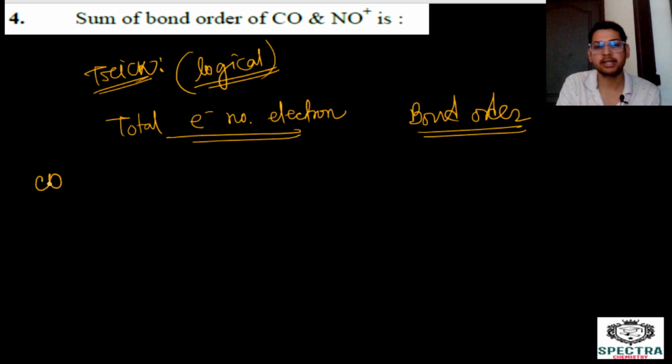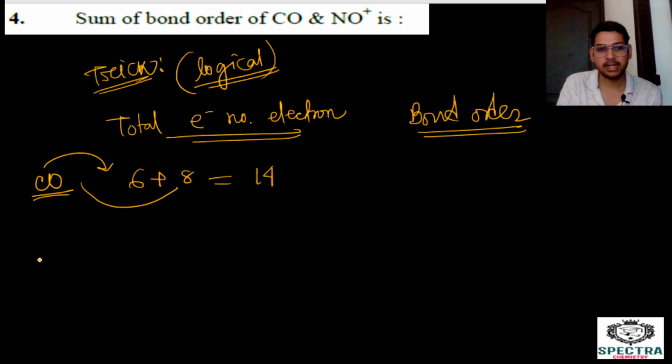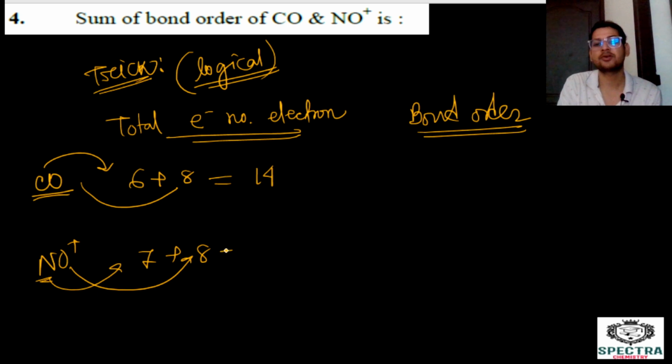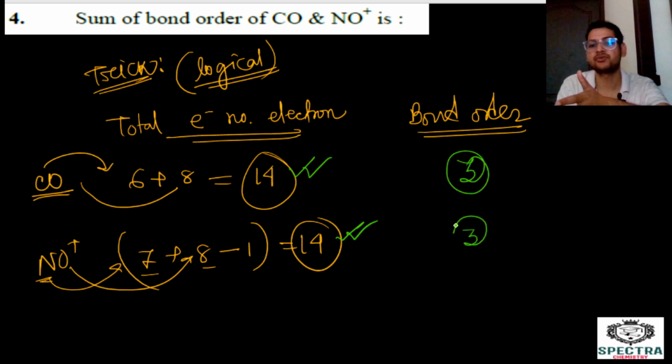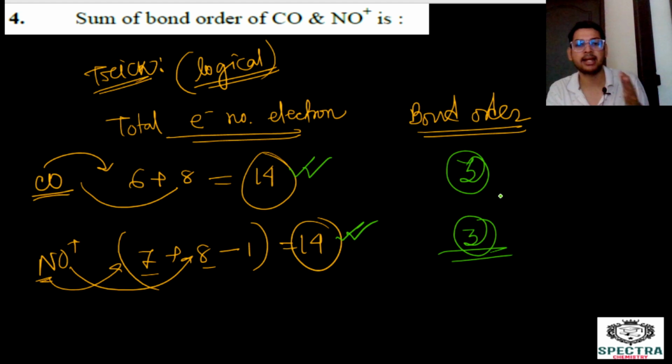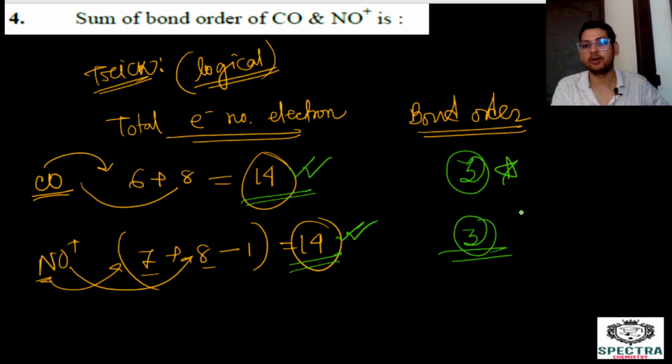Sir, how to calculate? You take CO. Sir, CO means carbon is having 6 electrons, oxygen is having 8 electrons, so total electron is 14. Sir, NO plus means nitrogen is having 7 electrons, oxygen is having 8 electrons, and as it is a positive charge, that means 1 electron less, so total is 15 minus 1, that means sir it is also 14 electrons. And I know what you are going to tell next: sir, if it is 14 electrons, bond order is always 3. You don't have to do any other calculation. If number of electrons is 14, bond order is always 3.